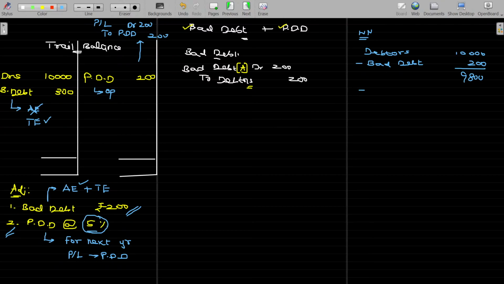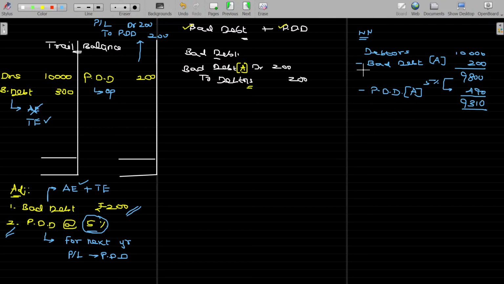Less provision for doubtful debts. Provision for doubtful debts is given in which adjustment? Bad debt is also given in the adjustment and provision is also given in the adjustment, which is 5% on this, 490. Balance amount will go to the balance sheet. The value will be 9,310.